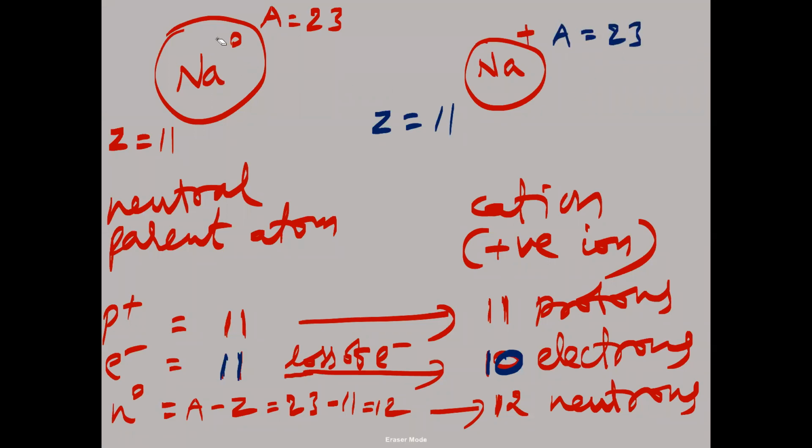So from the neutral atom to its cation, if you observe, the mass number remains the same and the atomic number also remains the same. Why do the atomic number and mass number both remain the same? Because the number of protons and the number of neutrons are both the same in the cation and the parent atom. Is the concept clear? Let's take a screenshot of this.